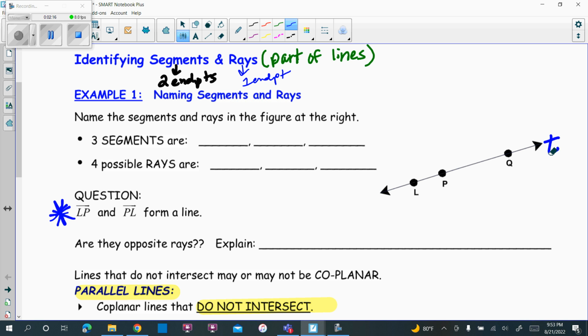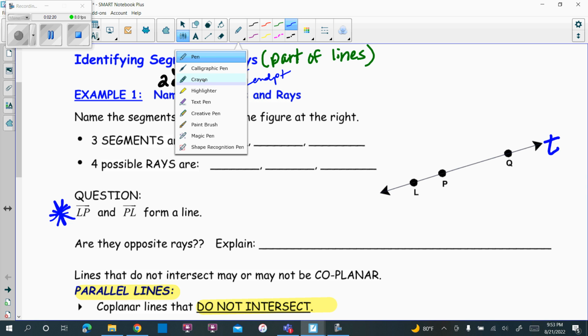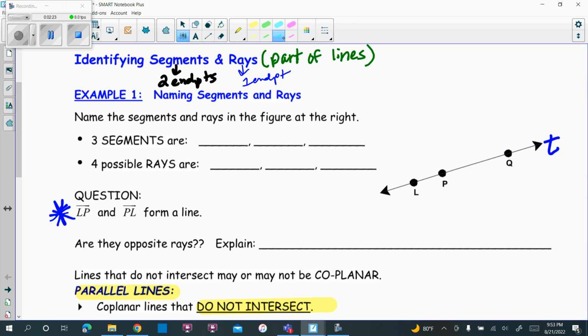So I need two endpoints to identify part of a line. So if you want to highlight, I'm going to highlight it here. If I just read my line or the parts from left to right, needing two endpoints, I have this part right here, LP. And so to show that, I would need to put the capital letters, LP, read it from left to right. L would be the endpoint, P would be the endpoint, but I just need to put the segment symbol above it. So don't forget to do that as well. So I have LP. If I go to the next available segment, I have right here PQ. Okay, and so I can add that one, PQ, and then with the segment symbol above it.